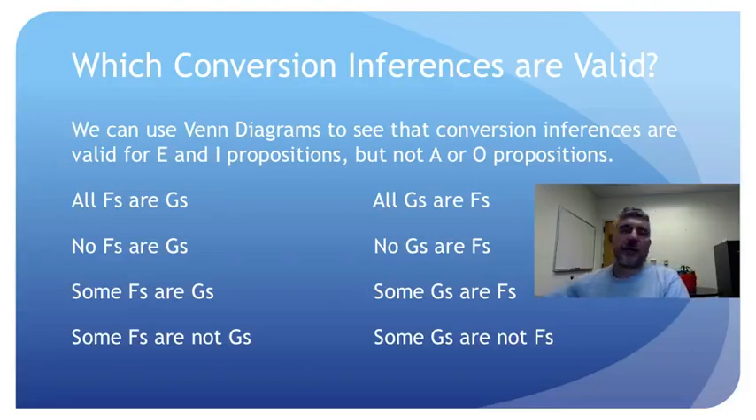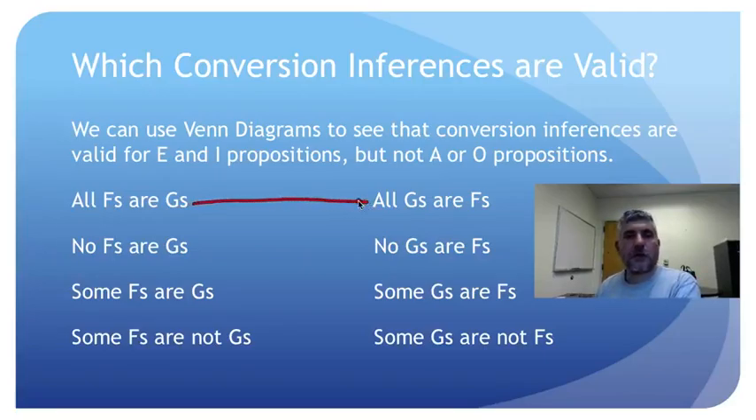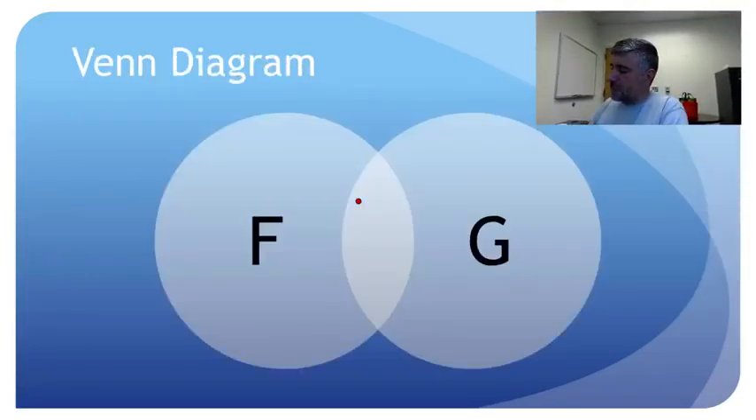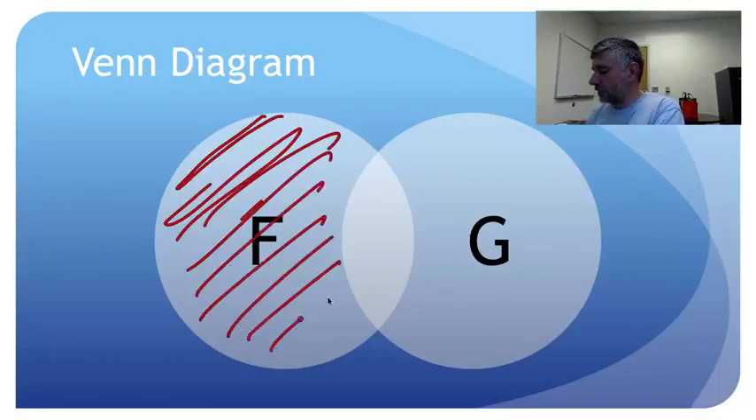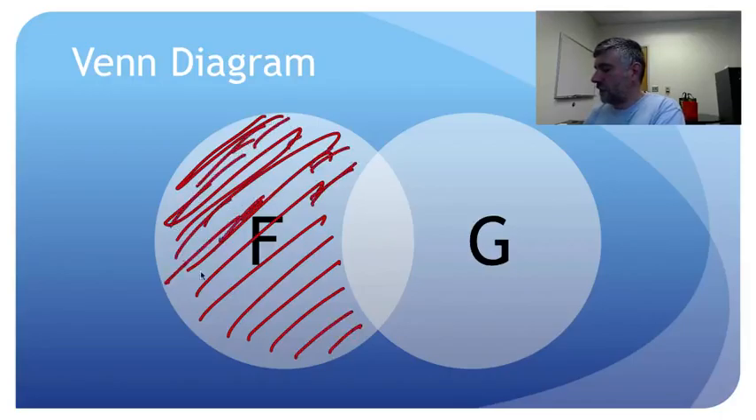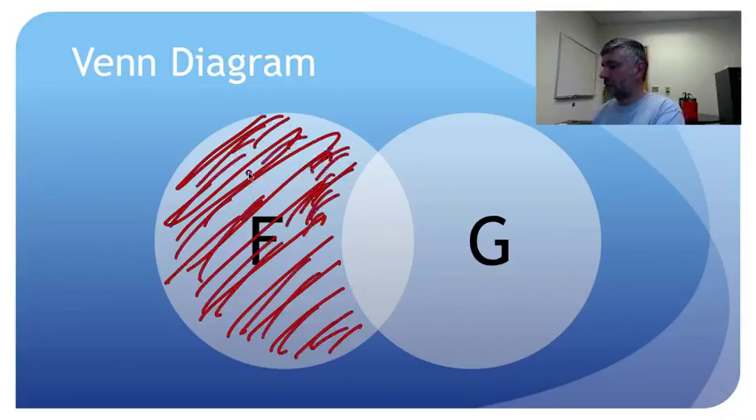We can understand why that is using Venn diagrams, right? So why is it that conversion inferences from the A form to the A form are not valid? Why are they not valid? Well, let's consider. What are you saying when you say all F's are G's? Well, you're saying that whatever F's there are, they're not outside the G circle. They're all in the G circle. So you represent that information by shading in the portion of the F circle that's outside the G circle in order to indicate that there's nothing there.